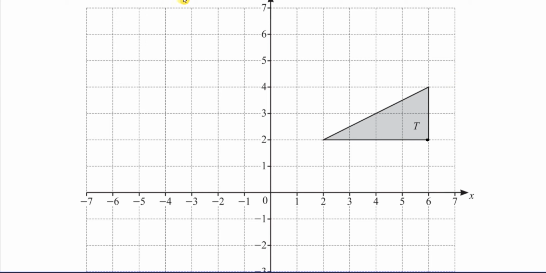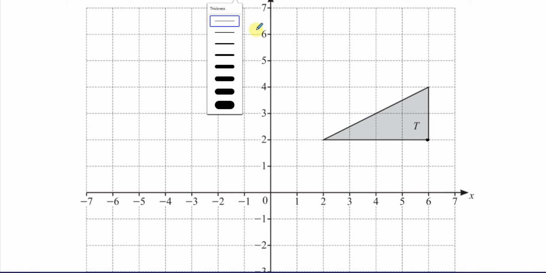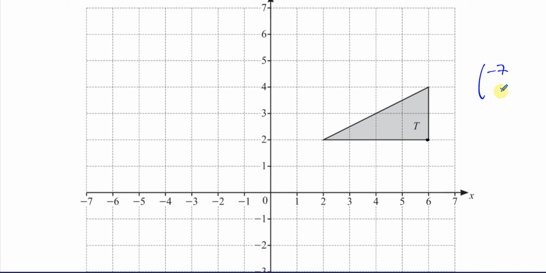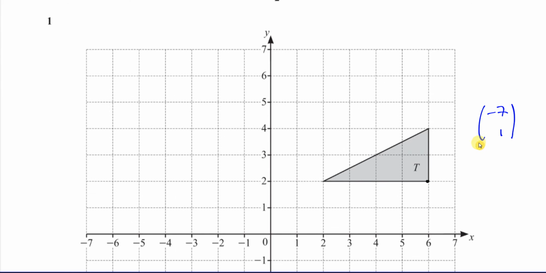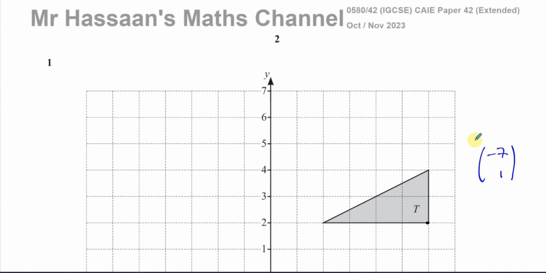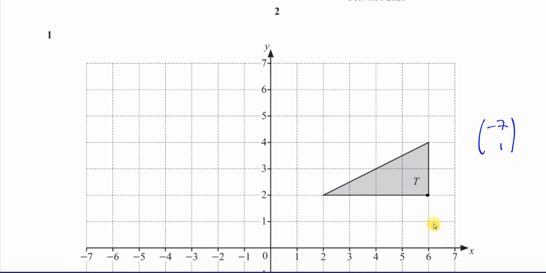Okay, so -7, 1 means we've got to move 7 spaces to the left and 1 space upwards. The top number in the vector represents the horizontal motion and the bottom number the vertical motion. So let's take this point and go 7 spaces to the left. We're starting at 6, we're going to end up at -1. Then 1 space up. So this point is going to end up over there.